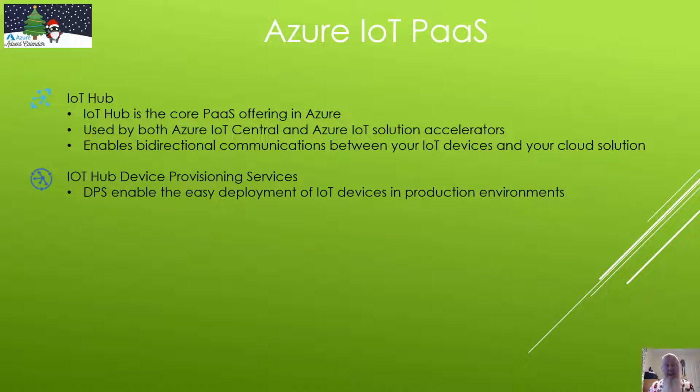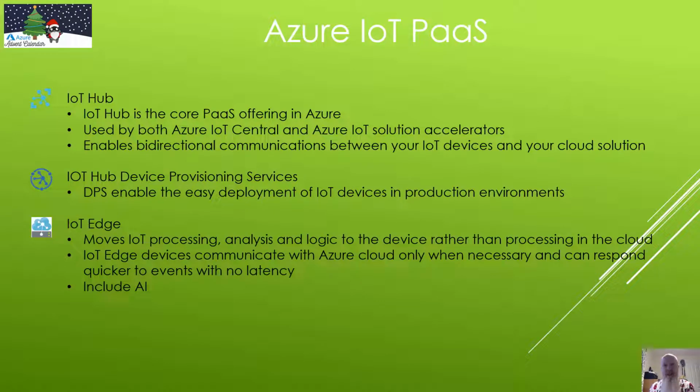You can add devices one by one into the IoT Hub, and you can use the CLI to add them one by one. But when you get into production environments, you're talking large scale deployments, you need to use a thing called the Device Provisioning Service. DPS will handle the deployments and integrates in with the IoT Hub.